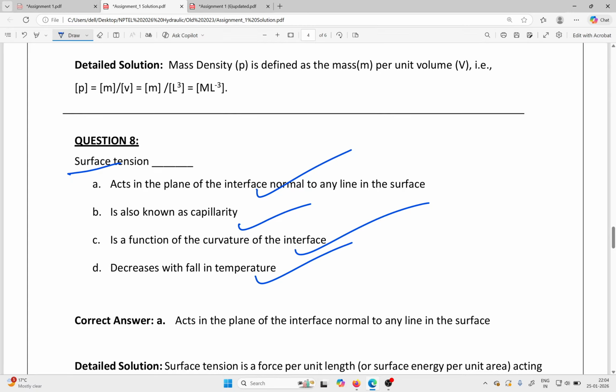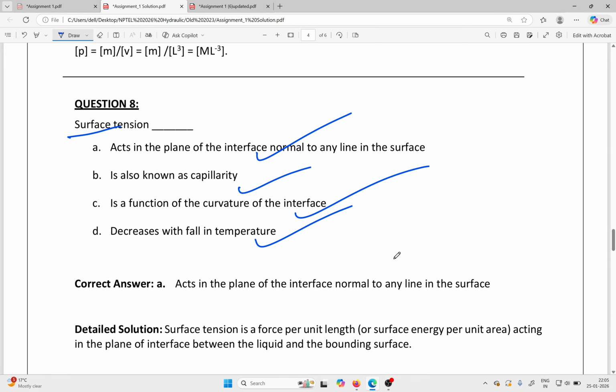So option A is correct. It is in the plane of interface, normal to any line of the surface. Remember, please. The detailed solution is given here, I'll just read it for you.